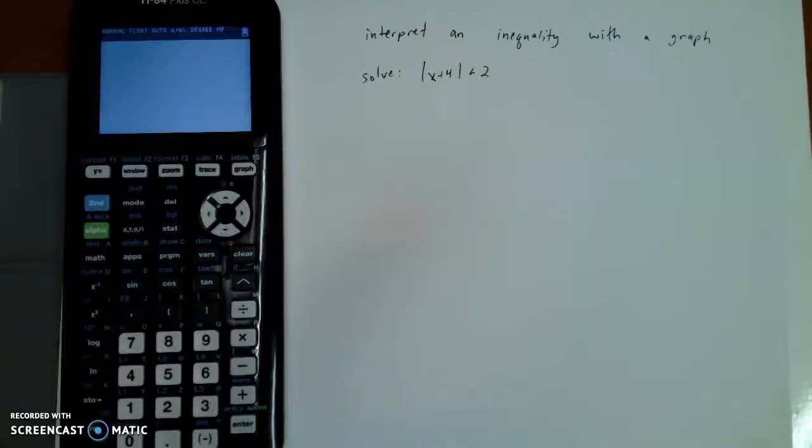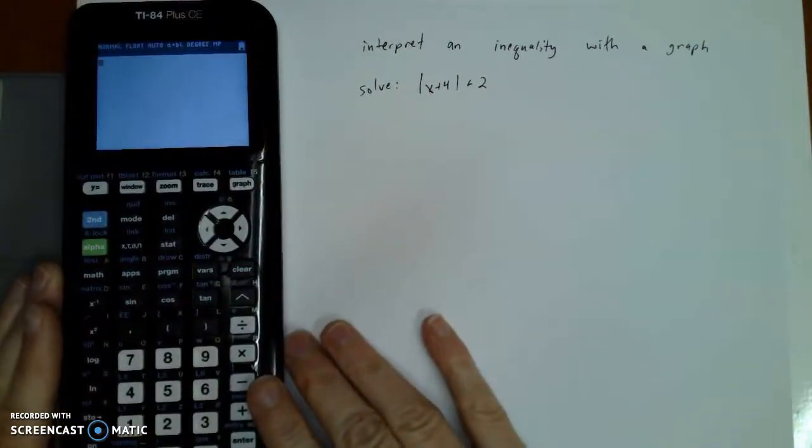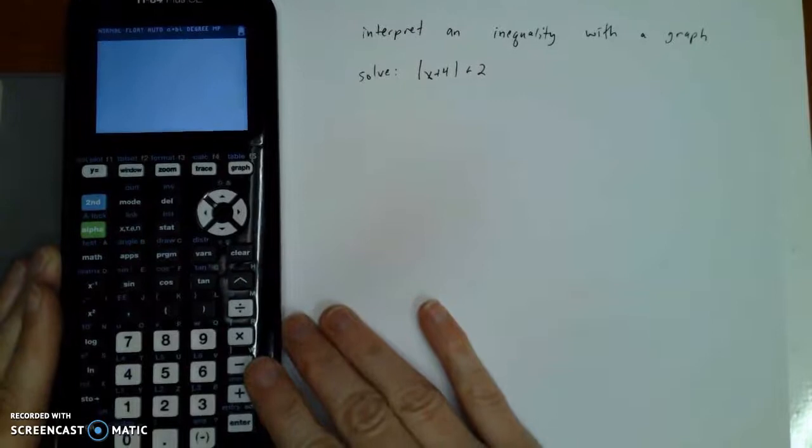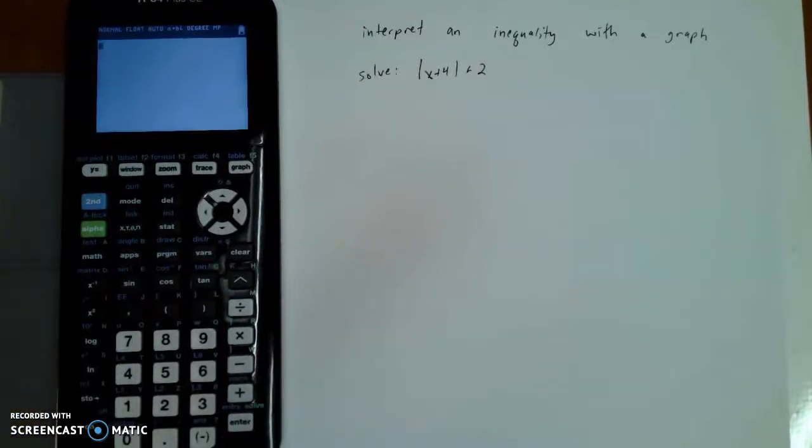In this video, we're going to look at how to interpret an inequality using a graph on my calculator. As always, I'm using a TI-84 Plus CE, but this one will be pretty similar even if you've got a different calculator. And I've got a problem to start out with. I'm going to use an absolute value because students struggle with absolute value.